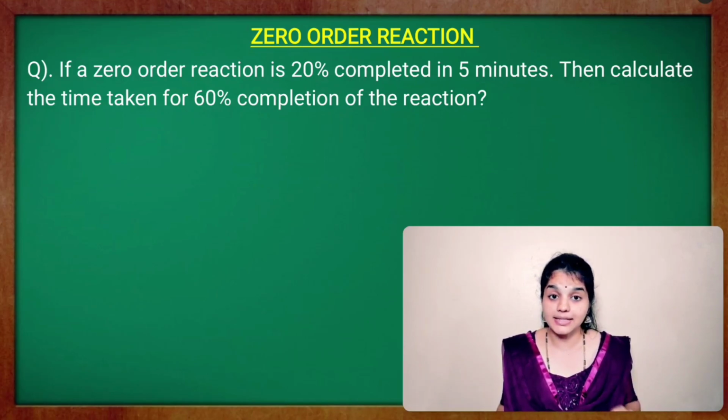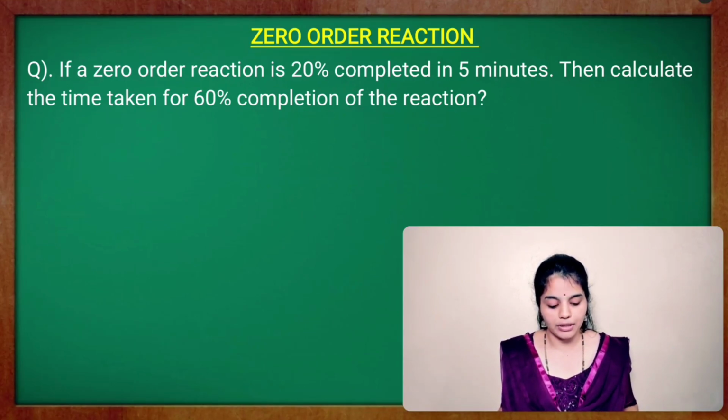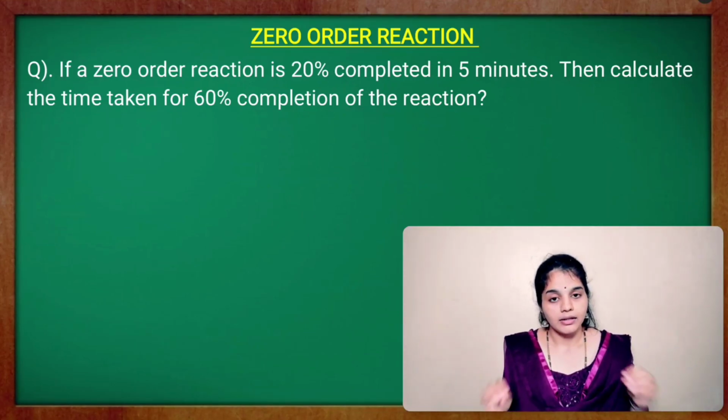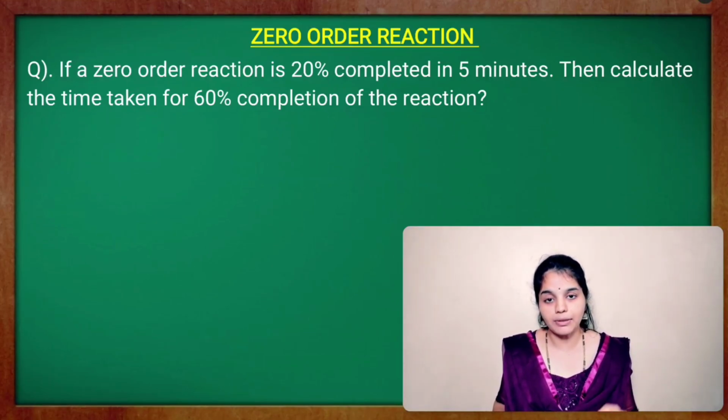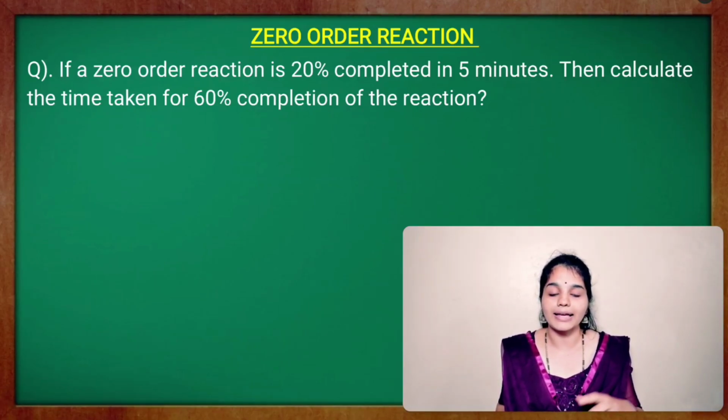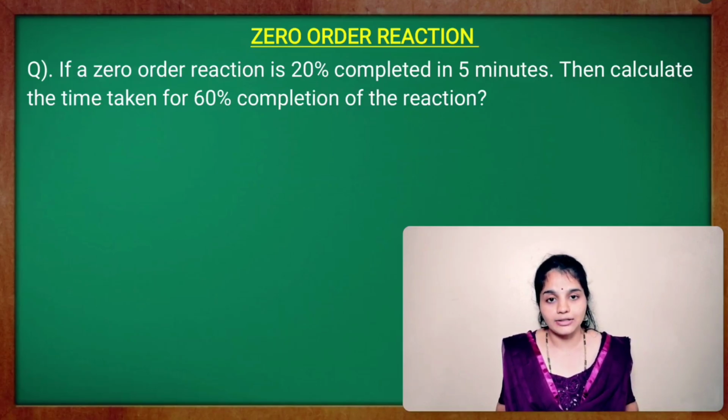Remember that this trick can be applied only for zero order reaction. Consider the question. If a zero order reaction is 20% completed in 5 minutes, then calculate the time taken for 60% completion of the reaction. The trick that I'll be teaching you can be applied to questions of the type displayed on the screen. Let us solve this question by the traditional method, and then I'll let you know how you can solve this particular question with the help of the trick.